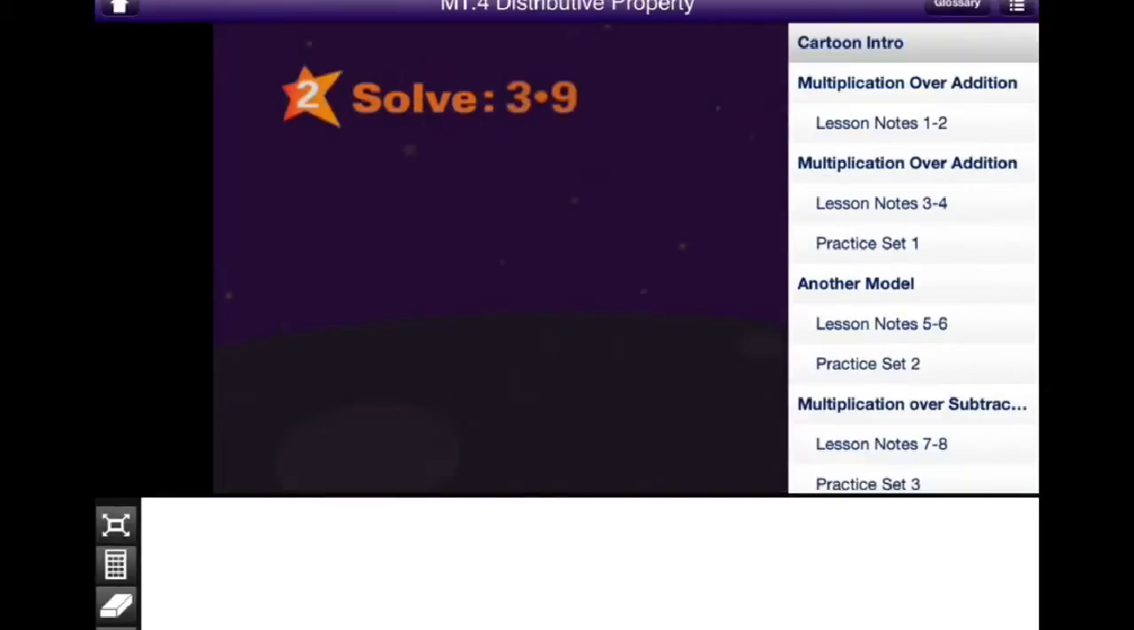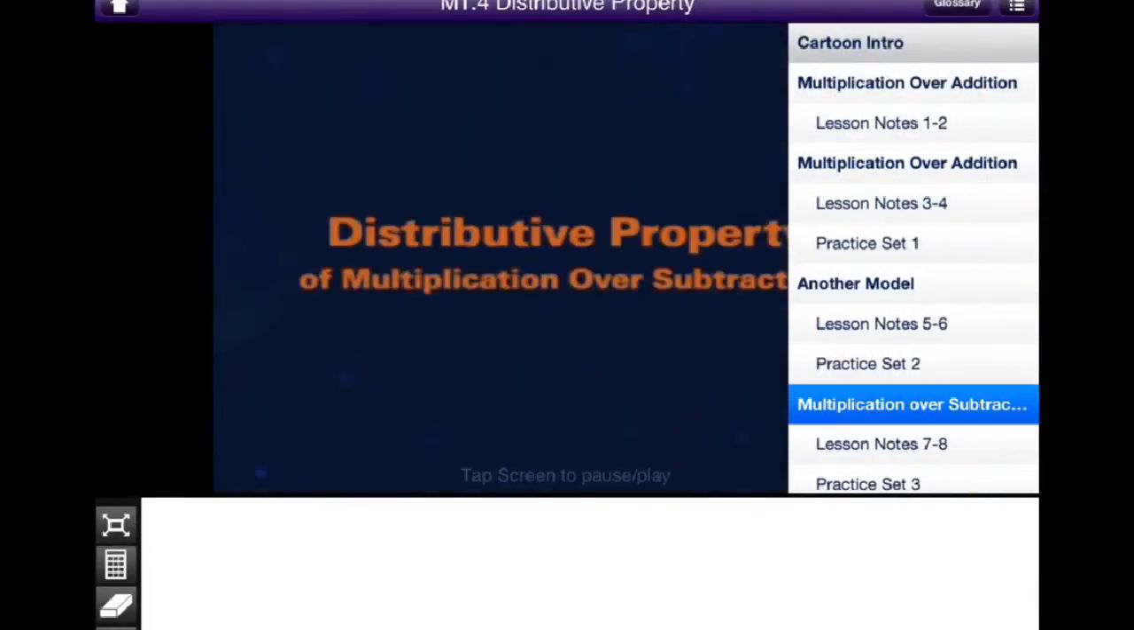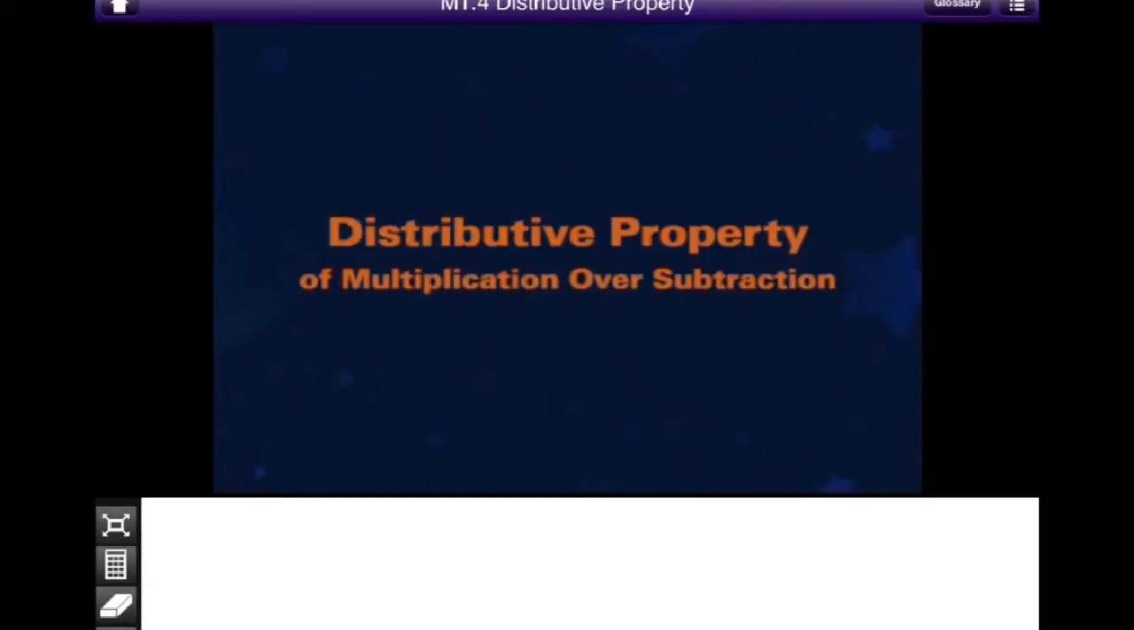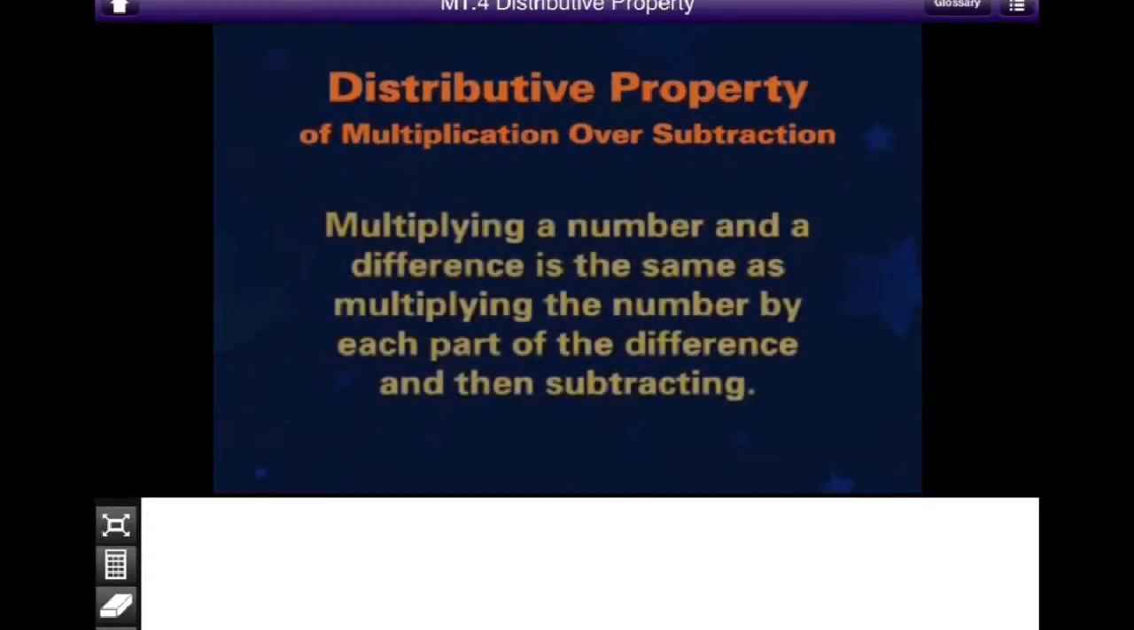In problem 2, I'm actually going to skip that and go right into the next set of notes. Don't tell me. There's a distributive property of multiplication over subtraction. Indeed there is. Multiplying a number and a difference is the same as multiplying the number by each part of the difference and then subtracting. Huh? I don't get it.